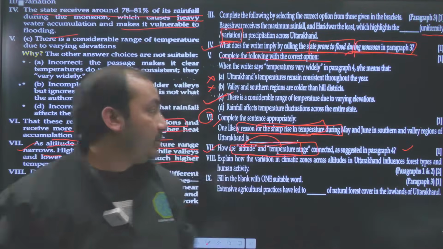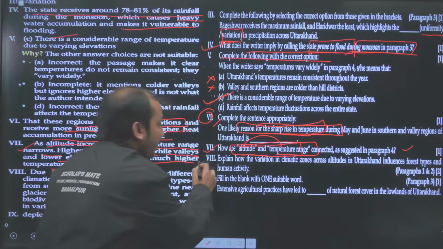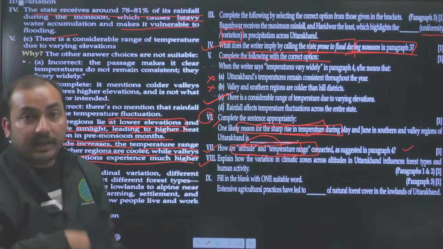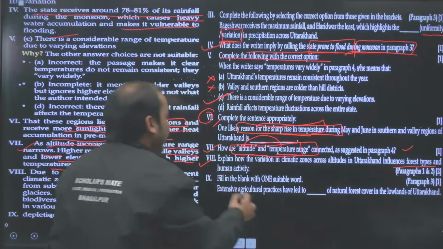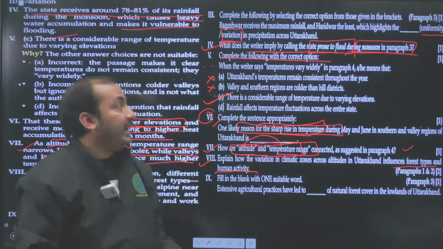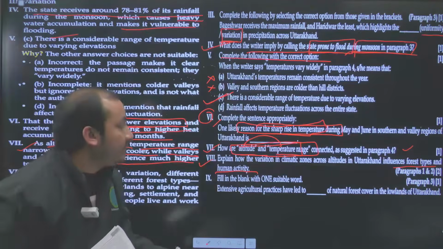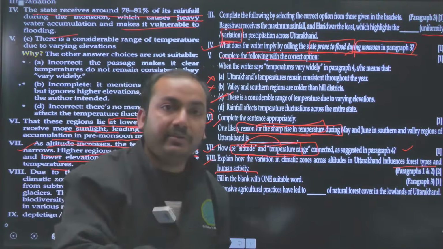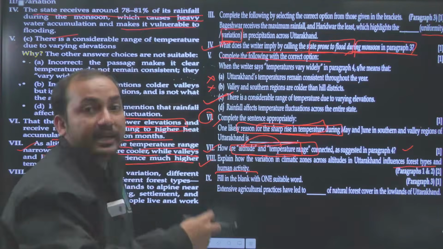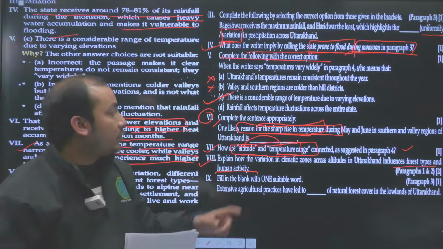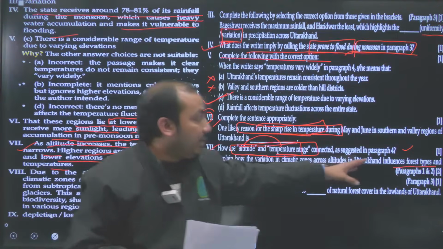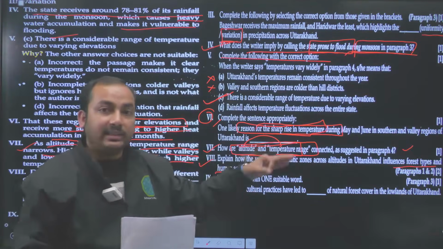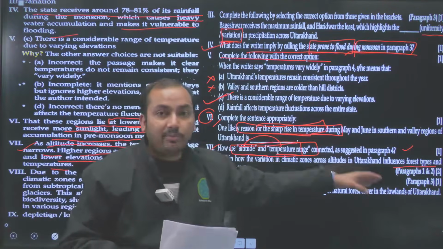Now we will move to the next question, 8. Here is the direct question: explain how the variation in climatic zones across altitudes in Uttarakhand influences forest types. The question is asked about forest types and human activity. In the passage we have been provided information that different landforms are there, different temperatures are there, and the vegetation in different districts of Uttarakhand is completely different. Why? Due to the temperature over there. So the question asks about forest types and human activity. Whatever humans do in their own district depends on the type of forest and climate.